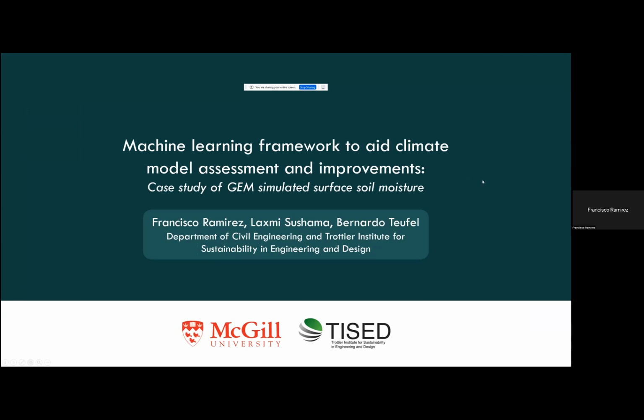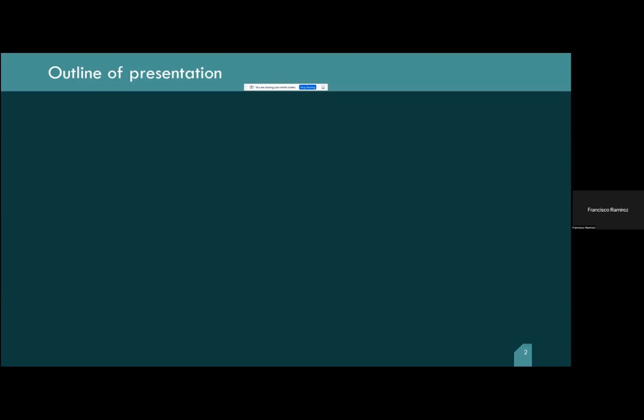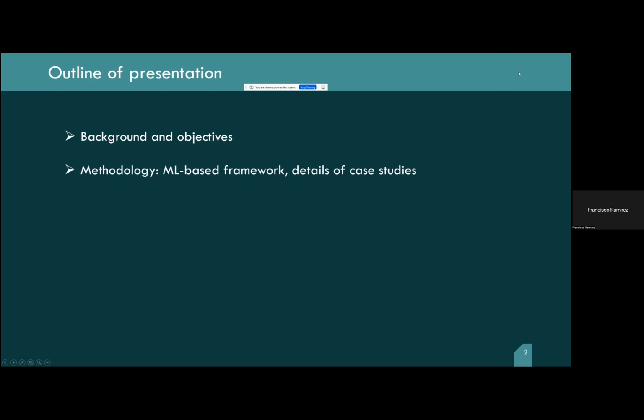Today I'm going to present a new machine learning framework to aid climate model assessment and improvement using the case study of GEM simulated surface soil moisture. The outline of the presentation is as follows. First, I'm going to talk about the background and objectives of the research. Following, I will explain the different steps of the framework, datasets, and the specifics of the case studies. Afterward, I will focus on the models that we developed for the framework and the initial results. And finally, I will provide a summary of the main findings, recommendations, and conclusions.